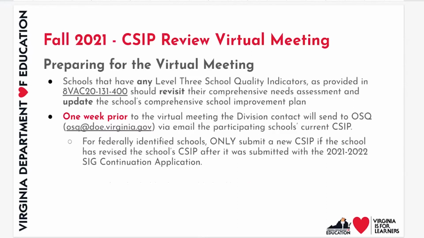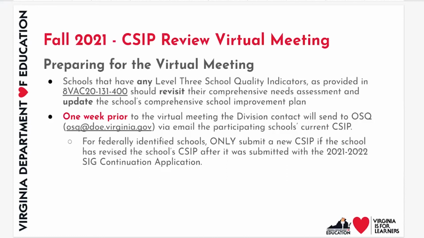And then let's talk about preparing. Your preparation for the meeting is what you're already doing. We know all schools are writing and revising their comprehensive school improvement plan. So that work that you're doing is how you would prepare for the virtual meeting. There are no additional forms, no additional paperwork to fill out. It's just submitting to us your CSIP. Your division contact will be responsible for sending those one week prior to your visit. So depending on what date your visit is, work with your division contact to make sure that gets sent over to us so we have a chance to look at it prior to that meeting.